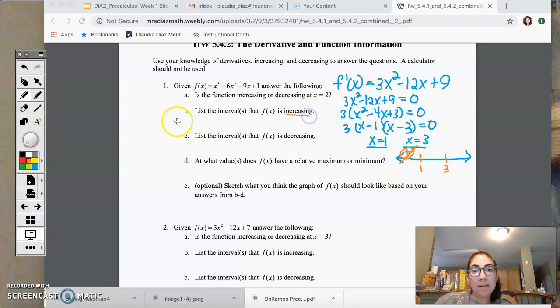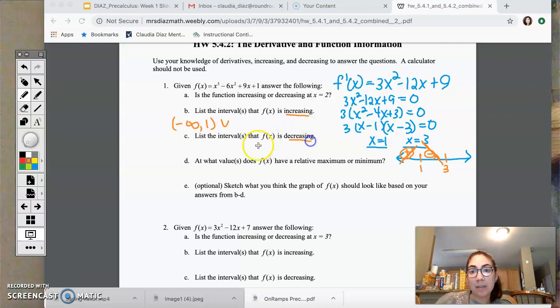So where is it increasing? Negative infinity to 1. Now there might be somewhere else where it's increasing. Let's keep finding out these values. So let's plug in a value between 1 and 3. How about the number 2? You can plug 2 into the original derivative, or you can plug 2 into the factored form. So 2 minus 1 is 1, times 3 is 3 so far. And then 2 minus 3 is negative 1, and negative 1 times 3 is negative 3. So that means it's going down. It's decreasing here.